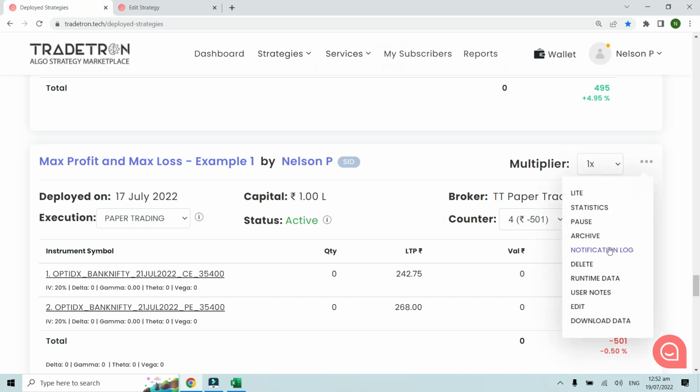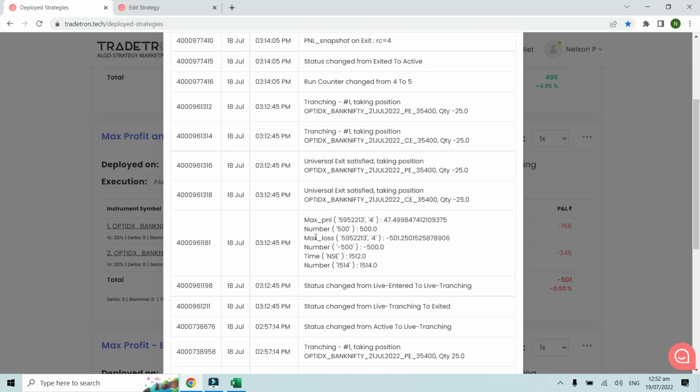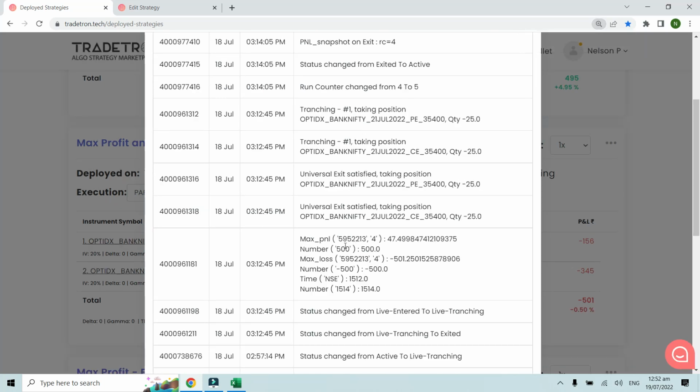For that we will go to the notification log. So over here we will see what has happened. At around 3:12 p.m., as we can see, the number that we have mentioned is 500, and the PNL that was reached on the higher side was 47. That was the max profit. But on the max loss side, our number was given as 500, but the max loss that was reached in this particular counter was 501, which is lesser than 500.